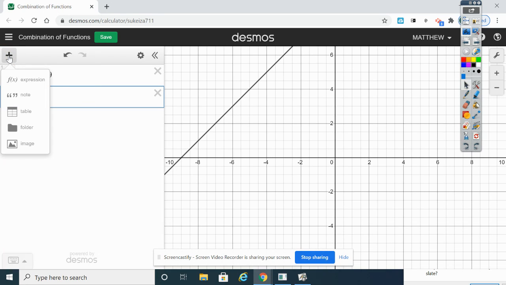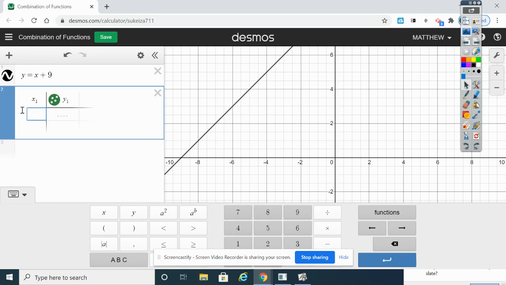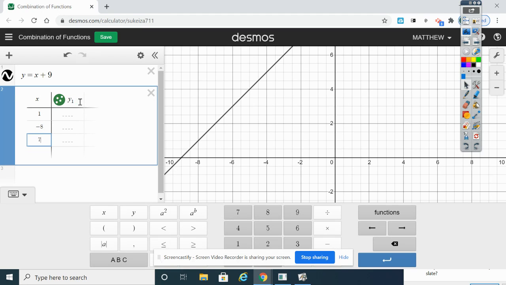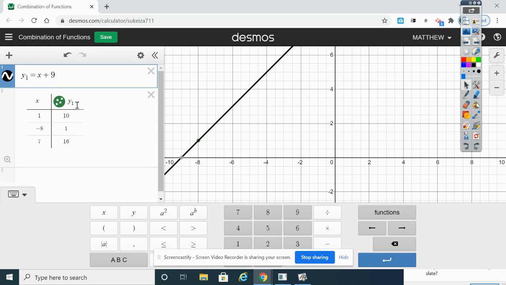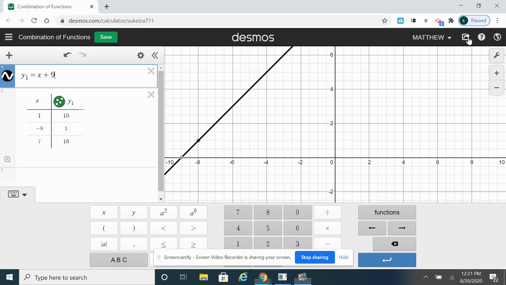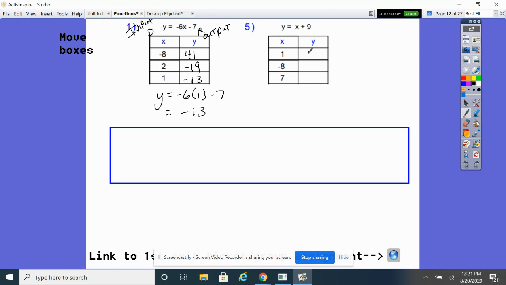So we can say y equals x plus 9 in text box 2. We can create a table using the plus sign. And we'll get rid of this little x1. We'll type that our values are 1, negative 8, and 7. I'm going to come up here and type a little 1 right there, so that way y1 and y1 match, x and x match. And you'll see it give me my output, 10, 1, and 16. Go back to the problem: 10, 1, 16. So that's a little bit quicker than having to plug it in and calculate yourself.